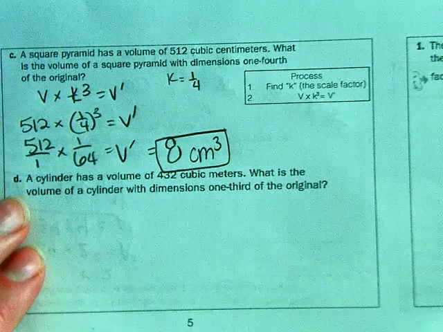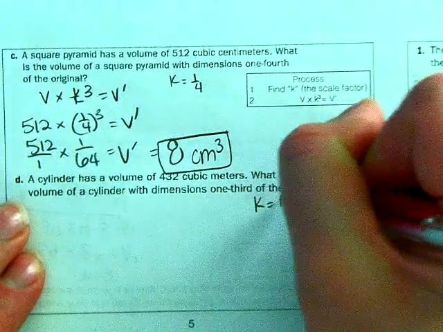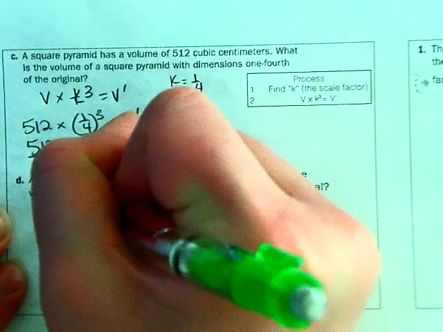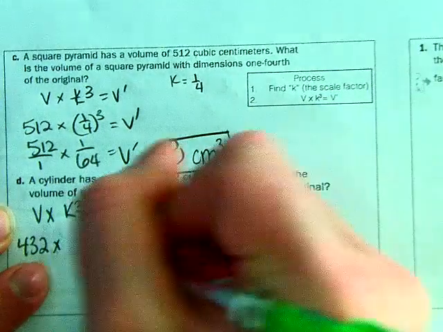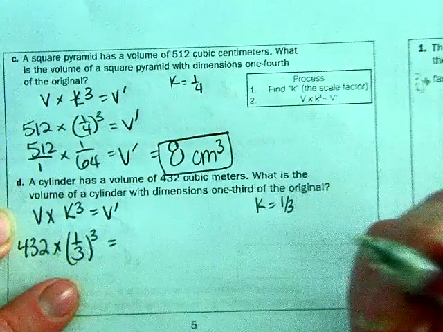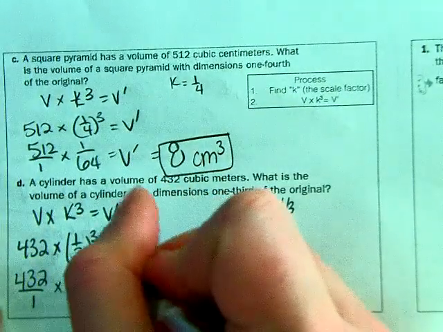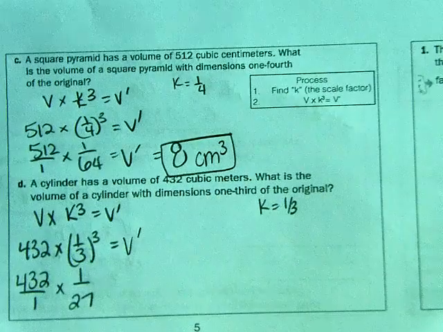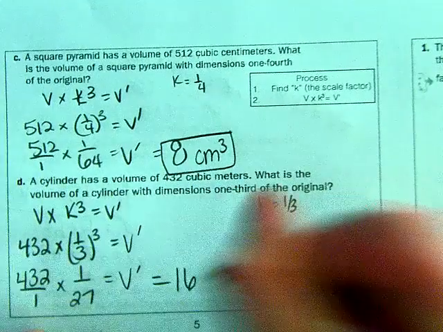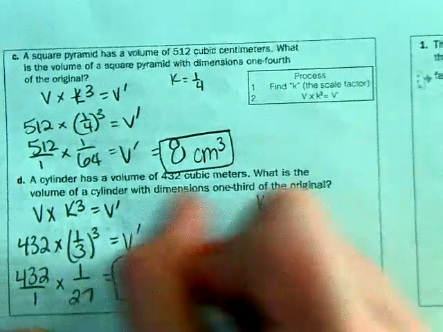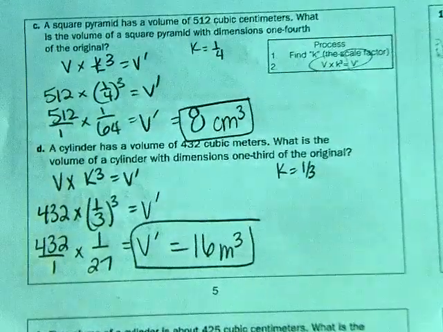Another one, a cylinder has a volume of 432. What is the volume of a cylinder with dimensions 1/3 of the original? So K is 1/3. The volume times the scale factor cubed is going to give us the new volume. So 432 times 1/3 cubed equals the new volume. So 432, write it over 1 if you want. 1 cubed is 1, 3 cubed is 27. So really this is 432 divided by 27, which gives us our new volume, which ends up being 16 meters cubed. So follow these little formulas. They're helpful.